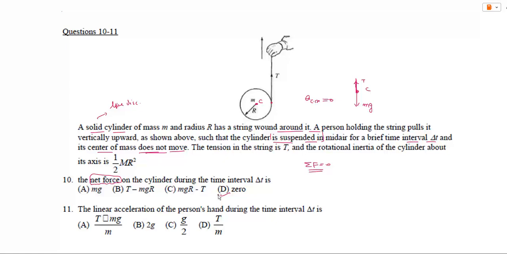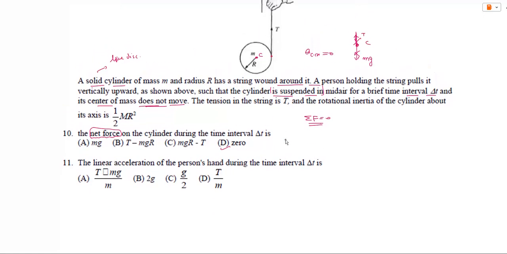Clear? Yeah. So we cannot show it by this diagram, because this force is acting here, this force is acting here. They are not along the same line. Okay. So net force acting is zero, because he himself is saying that the cylinder is suspended.